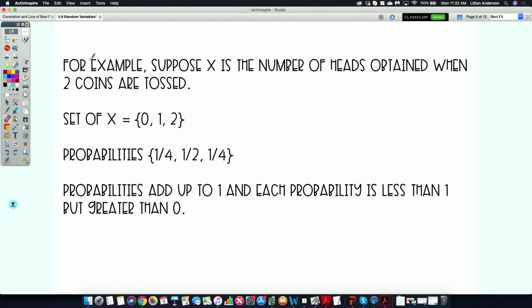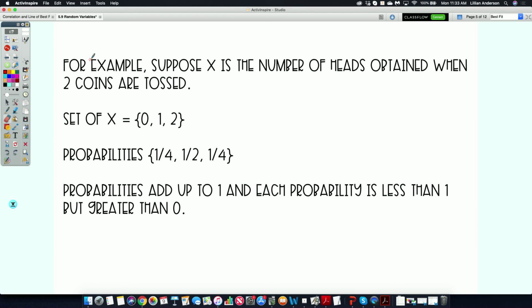Suppose X, this is capital X, is the number of heads obtained when 2 coins are tossed. The set of X can be 0, 1, or 2. Remember, X represents the number of heads that are obtained. So you can have no heads when you flip 2 coins, you can have 1 head, or you can have both of them be heads. So 0, 1, 2 represents the set of X. Does everybody understand that? That is a capital X. I changed the font when I'm representing a lowercase x.